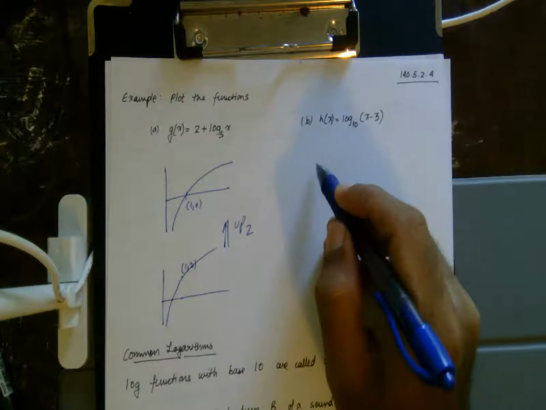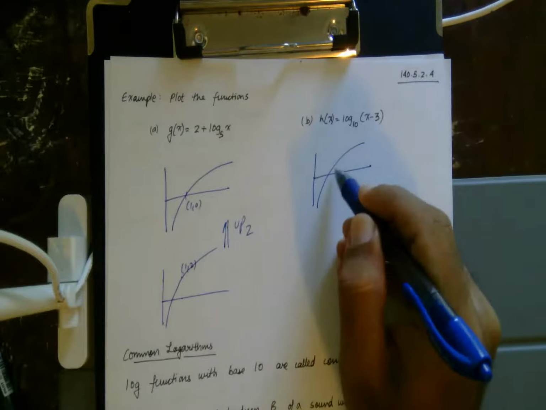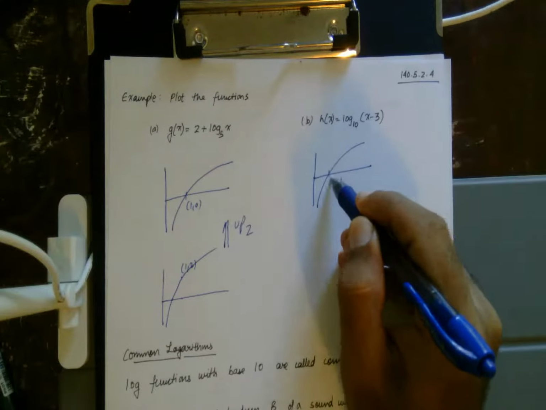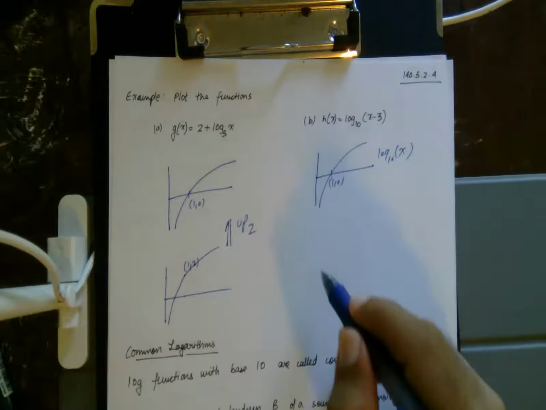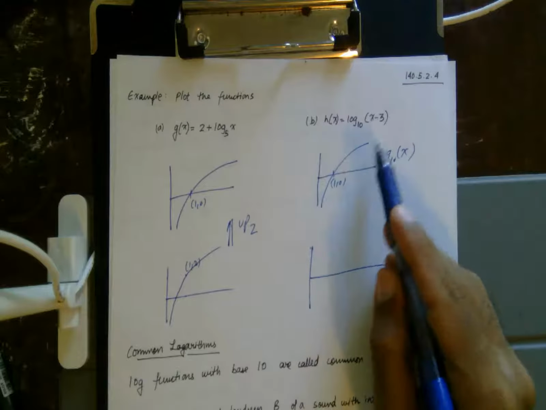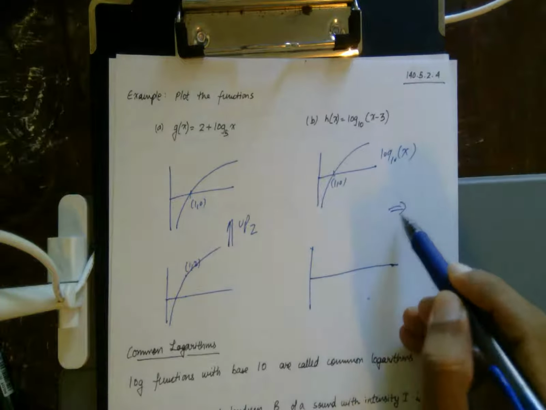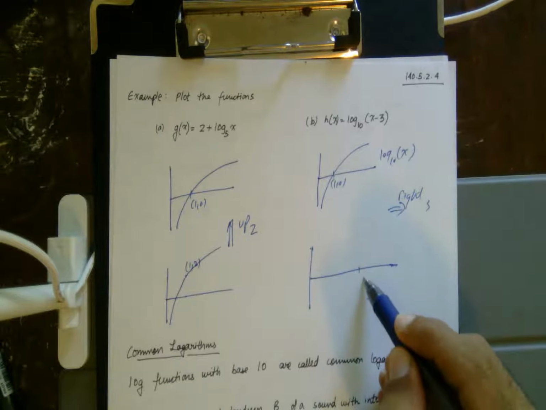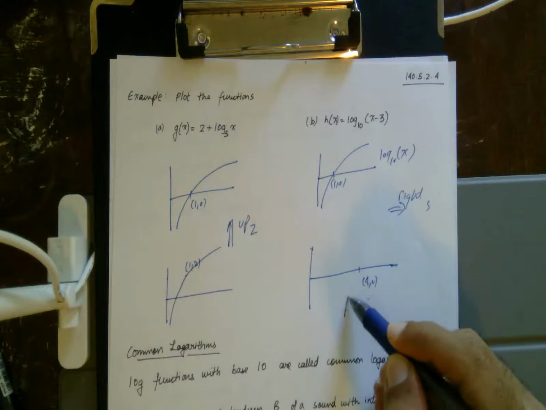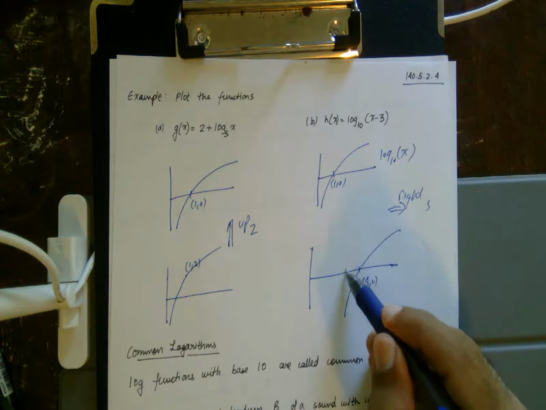Similarly here, you start with log base 10 of x. Now you change x to x minus 3, which you've seen amounts to moving it to the right by 3. So this becomes (4, 0), and it never reaches 3.